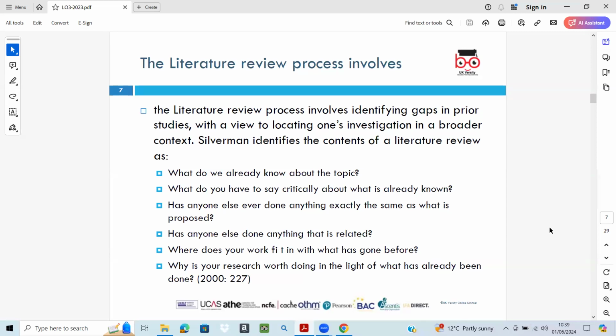Then the fourth one is, has anyone else done anything that is related? So we need to identify research that is not exactly the same, but is related to your topic. This helps in understanding broader implications and connections. We need to look for research in related areas which might provide additional context or insight.